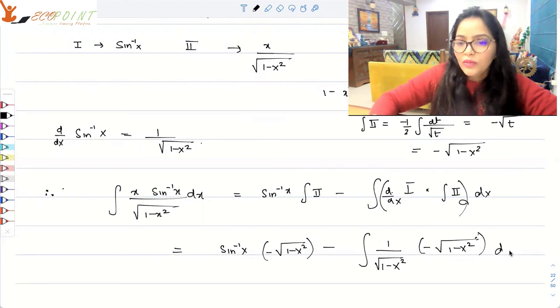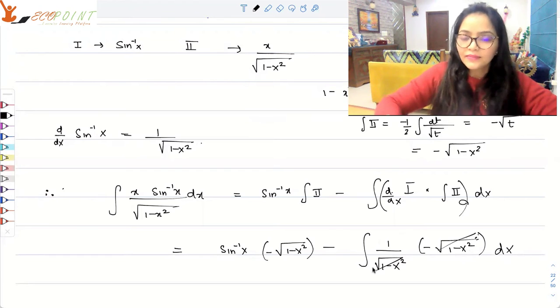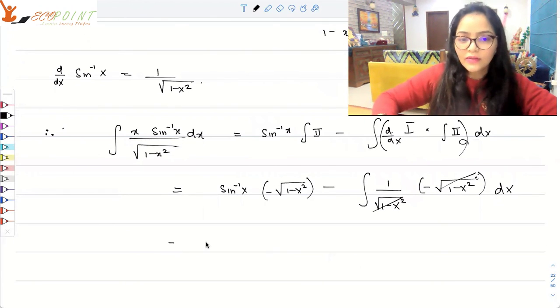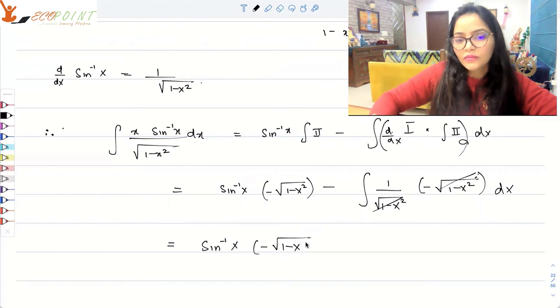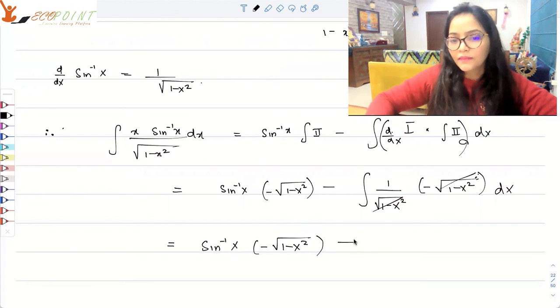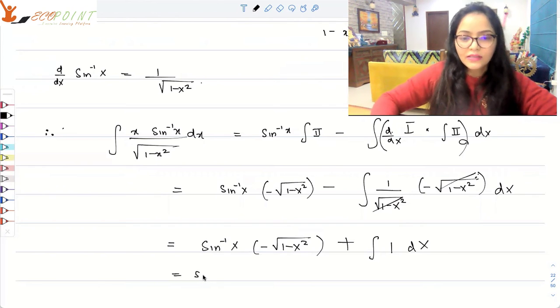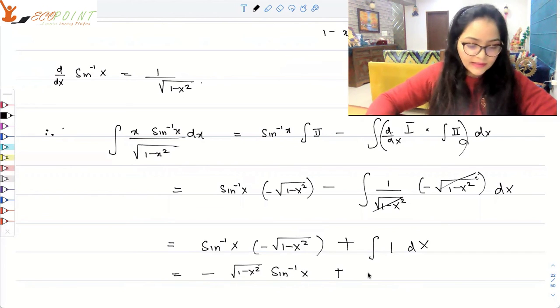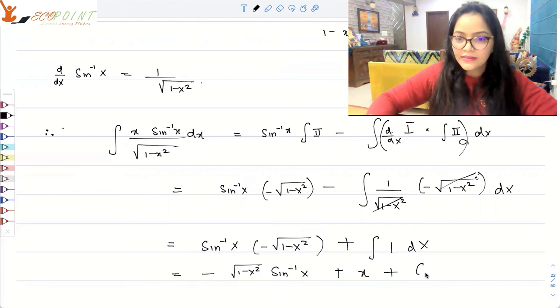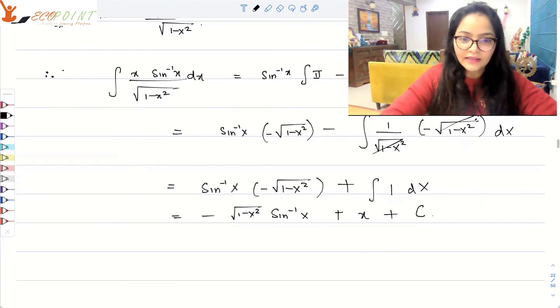Wow. So what do I have here? I have things cancelling. So that means what I actually get is sine inverse x into minus of square root of this, plus integral of 1 dx. So it is basically minus of square root of 1 minus x square sine inverse x plus c, which would be the correct answer. Okay, so this would be the correct answer.